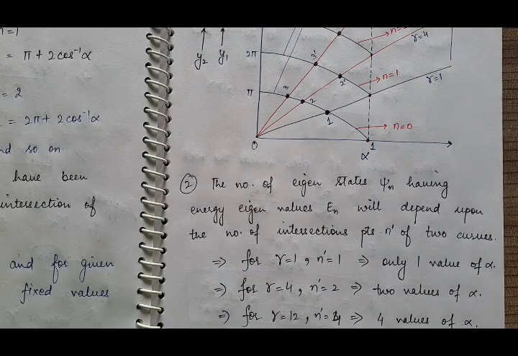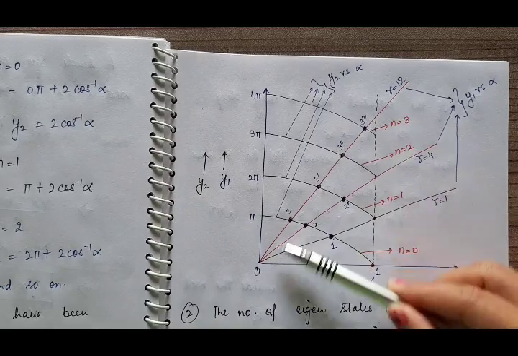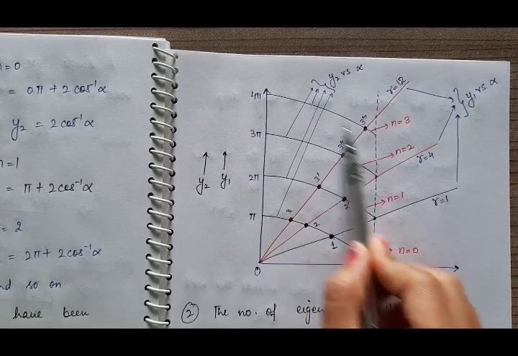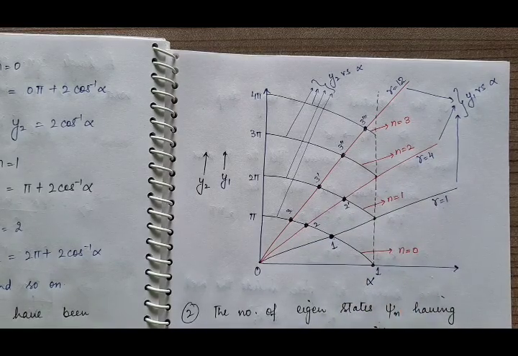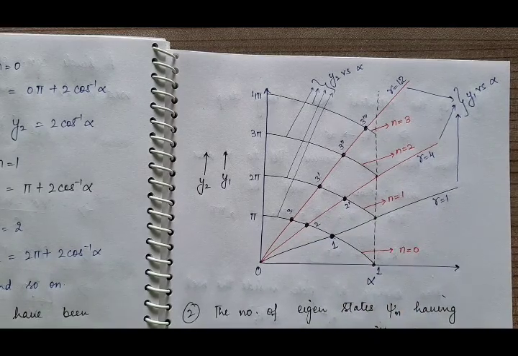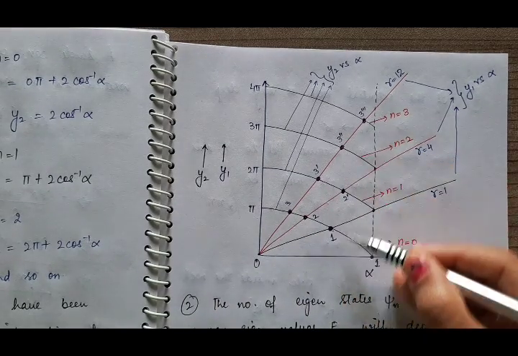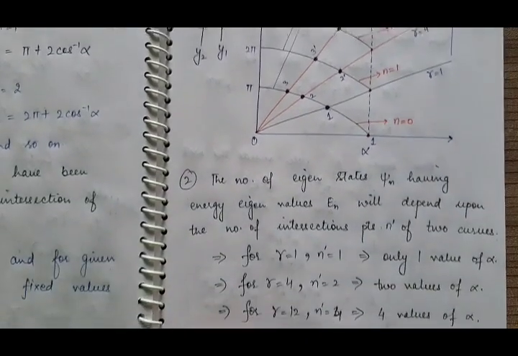values of alpha. Similarly, for gamma is equal to 12 and for different values of n, that is 0, 1, 2, 3, there are four intersection points of y1 versus alpha and y2 versus alpha curve. So we have four values of alpha corresponding to these intersection points. So this is the second conclusion.